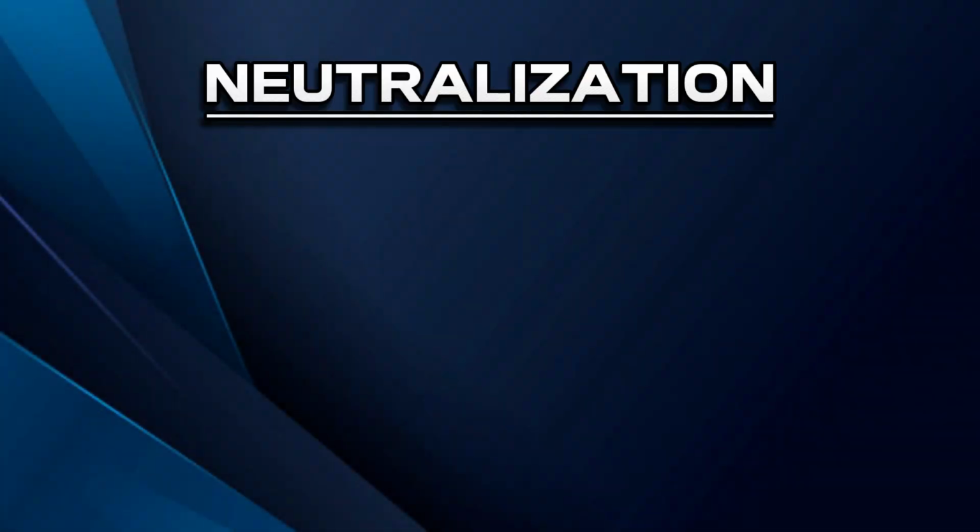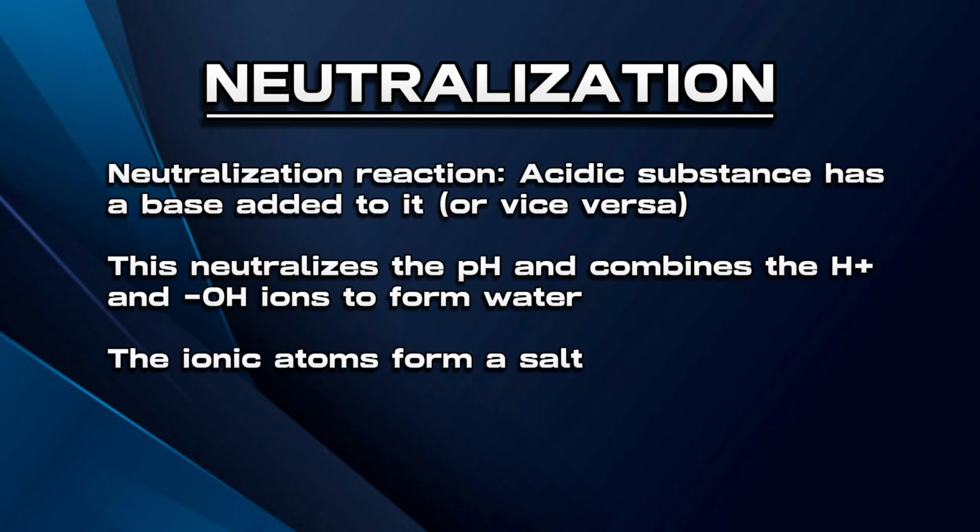When dealing with acidic and basic compounds in organic chemistry, the procedure you're working with might call to neutralize it. A neutralization reaction is when an acidic substance has a base added to it in a quantitative amount, and vice versa, to neutralize the pH. The H plus and the OH minus ions form water, and the ionic atoms, such as sodium and chloride from HCl and NaOH, form a salt solution.